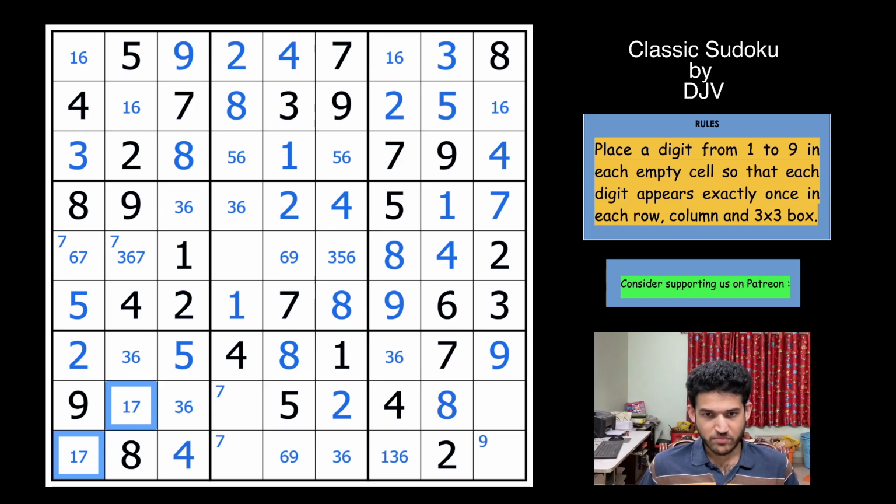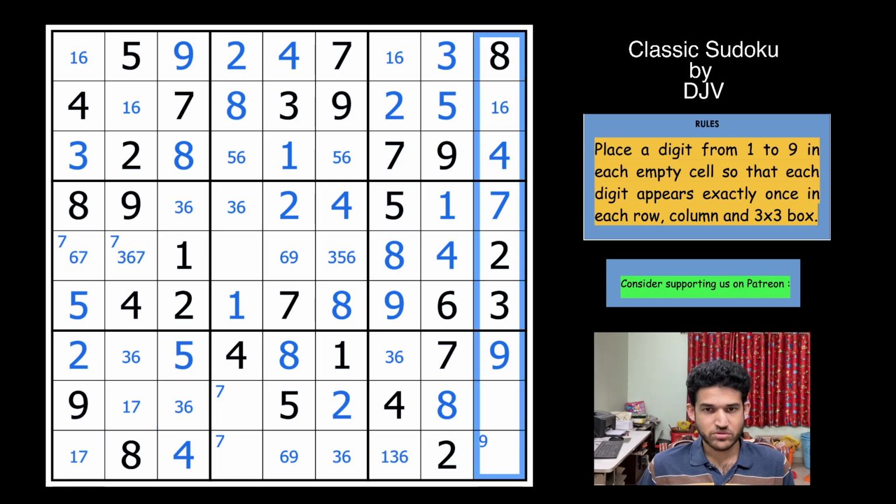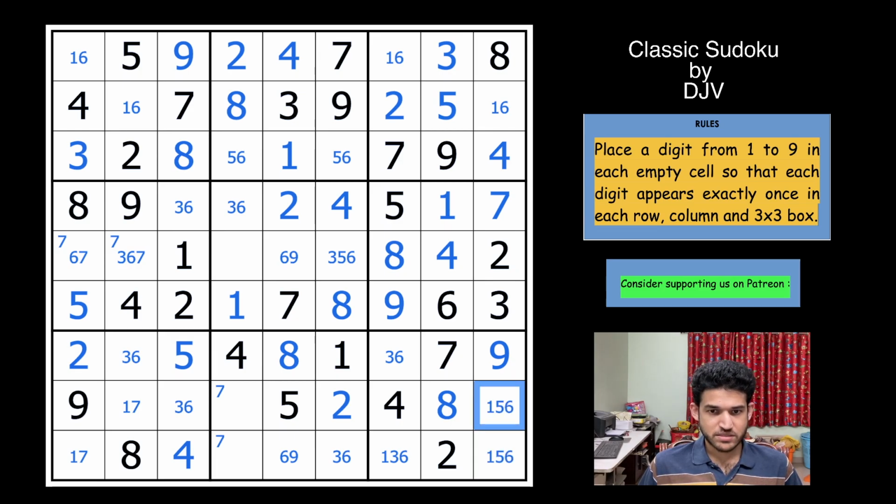Okay, look at column 9. 2, 3, 7, 9, 4 and 8. So I need 1, 5, 6. This can't be 5. And that has given us a pair in column 9. So 5 goes here. Okay. 5 seem to have stopped here.